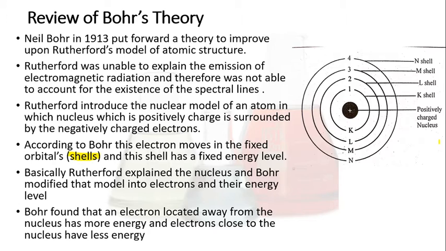So Bohr found that an electron located away from the nucleus has more energy, and an electron close to the nucleus has less energy. This is the second important point: electrons located away from the nucleus have more energy. They are more energetic, whereas electrons closer to the nucleus have less energy. Okay, remember this point.